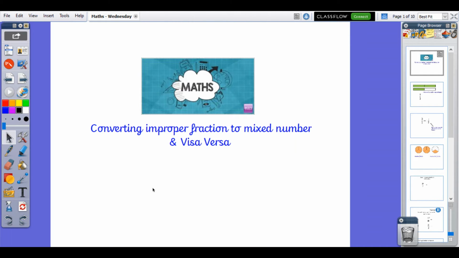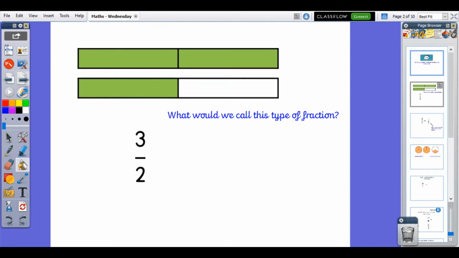Good morning, Year 5. Today we are going to be looking at converting improper fractions to mixed numbers and vice versa, so mixed number to improper. This is something we have worked on in class before. So I want you to say out loud, what would we call this type of fraction here? What would we call it?